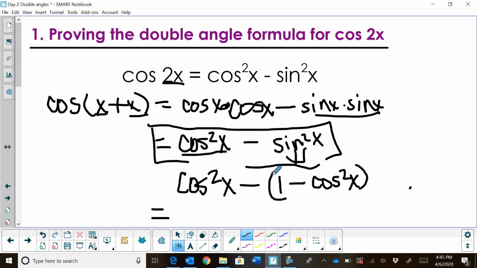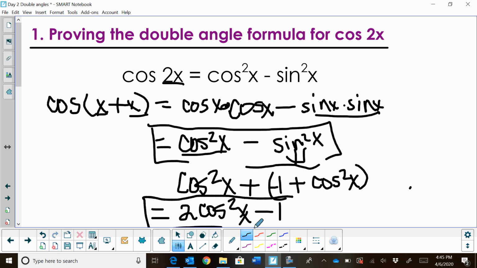So what does this simplify to? Well, that's going to be cosine squared minus 1 plus, right? If I distribute it, it's going to be a minus and a plus. So then I end up with 2 cosine squared x minus 1. So that's the third form of the double angle. So if I want to use only cosines, I use this one. If I want only sines, I use the one I just derived. And if it doesn't matter, you can have a sine and a cosine, you can use this very first one. So there are 3 forms of the double angle.